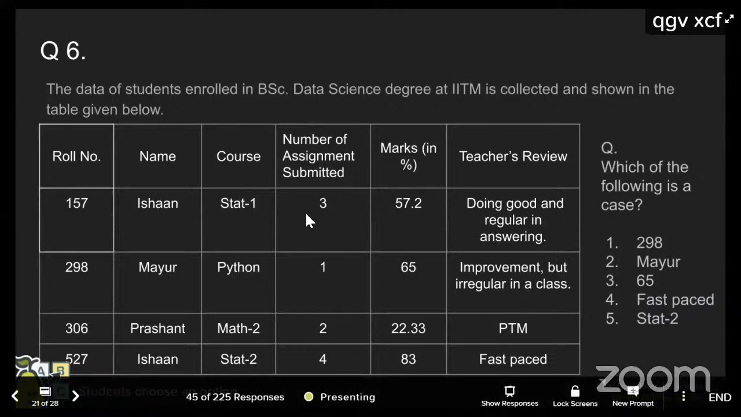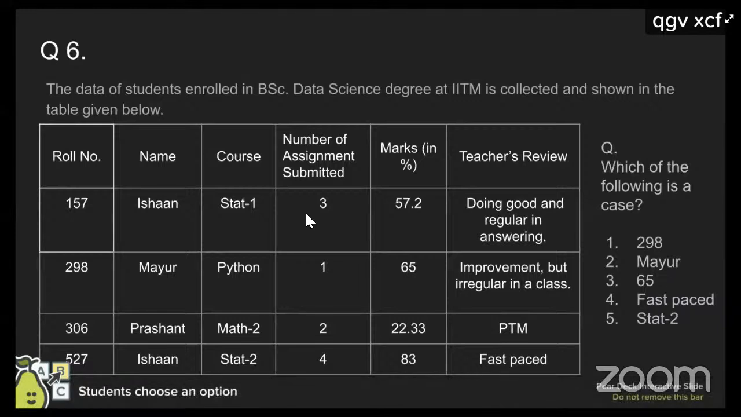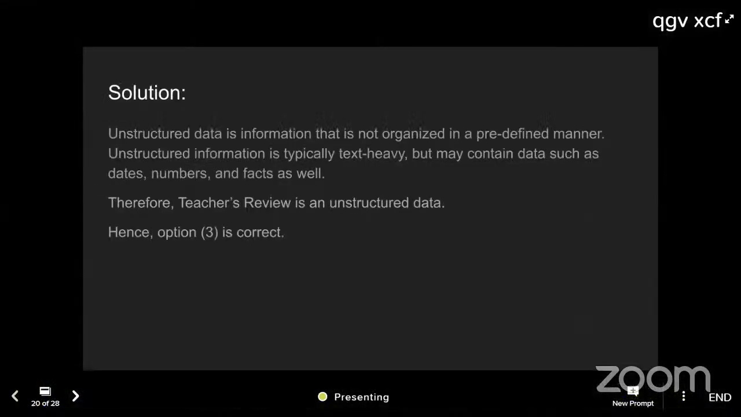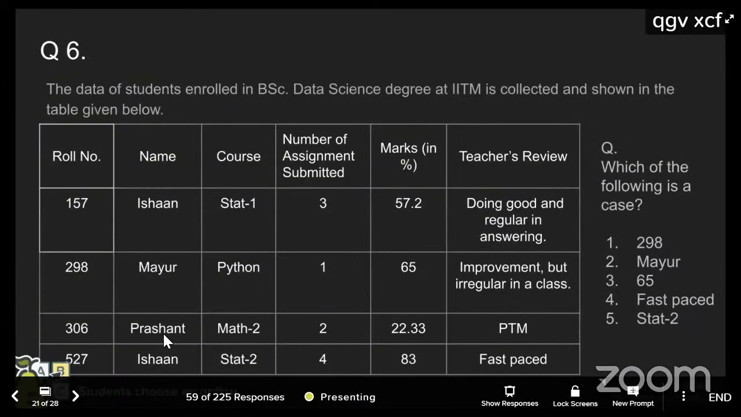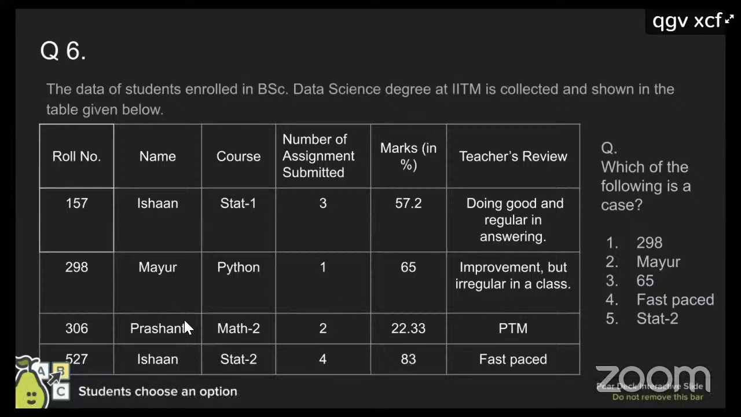Sir, the explanation, it will always be text heavy. But no, not always text heavy. Can it be a number? That is my question. Can unstructured data come in numbers also? It is something that is not predefined. Try to understand the meaning of predefined. If it's not predefined, not organized, then it will be unstructured. So it need not necessarily be text all the time. It can be numbers also. Yes, it can. But typically text.